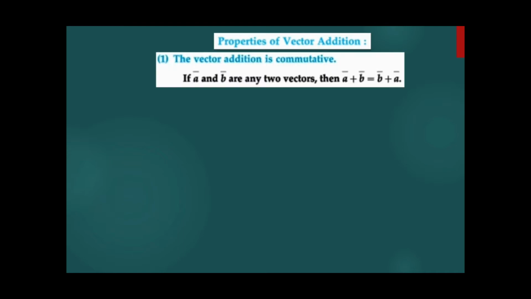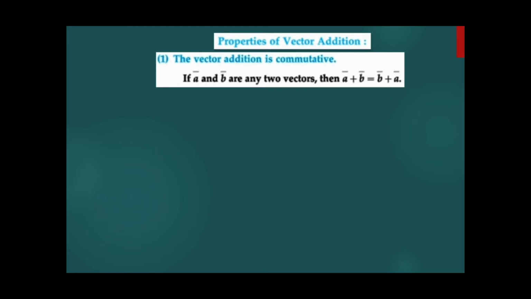So today we see properties of vectors. See first property. The vector addition is commutative. If a bar and b bar are any two vectors, then a bar plus b bar is equal to b bar plus a bar. That means if we add vector a with vector b or vector b with vector a, we get the same vector after addition.